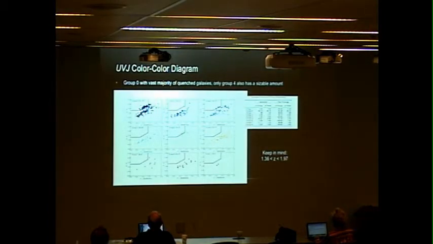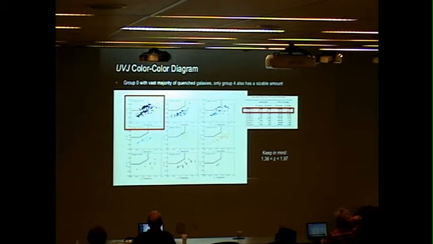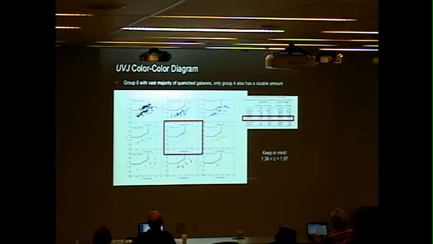I was talking about group 0 and group 4 all along, because these are the only two groups in our sample that have a sizable population of quenched galaxies. Group 0 has the most galaxies and a sizable number of quenched galaxies. 35% of this group is quenched, compared to group 4, which has about 25% of their galaxies, but there's a lot fewer of them than group 0. Really only group 2 has any other quenched galaxies. The other ones have really none at all.